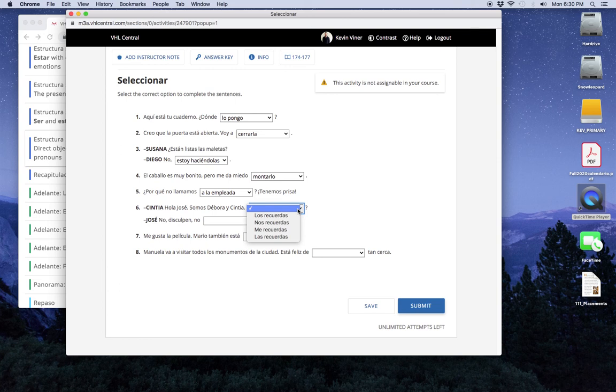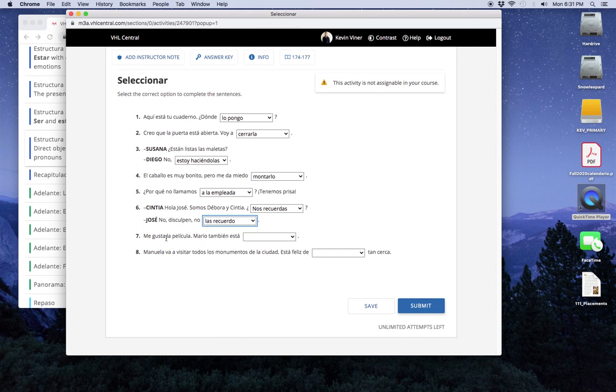So here, okay, so pause it and we come back. We would say, nos recuerdas. Do you remember us? Right? And José says, no, disculpen, no, los recuerdo, lo recuerdo, las recuerdo, la recuerdo. So remember, this is Debra and Cintia. Sounds like two women's names. So pause, and we're back. It would be las recuerdo. Like, I don't remember you two, formal. Or no, well, it's not necessarily formal, it's just because there's two women.